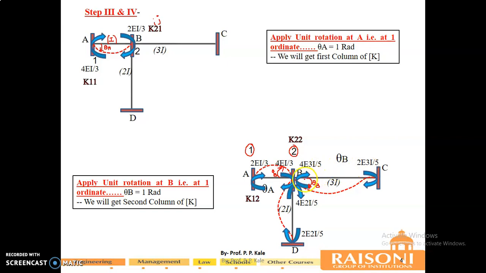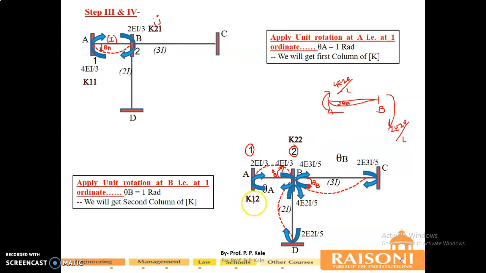So putting those values, just keep one thing in mind: if this is a fixed beam AB and you apply rotation at A, let us consider in clockwise direction, always keep in mind the joint where you apply a rotation will have 4EI theta upon L moment, and the other joint will have 2EI theta upon L moment.